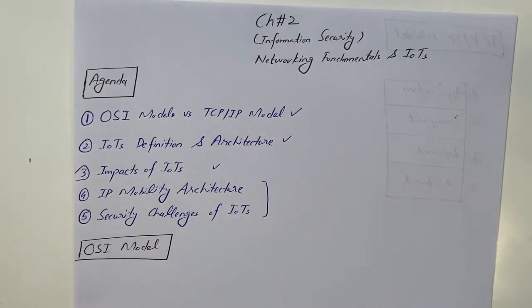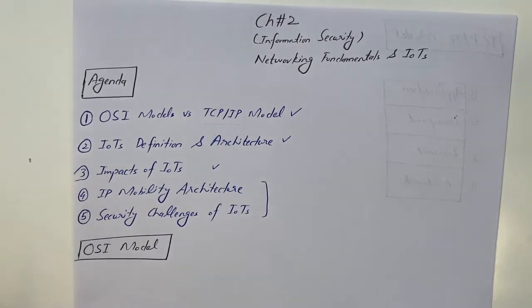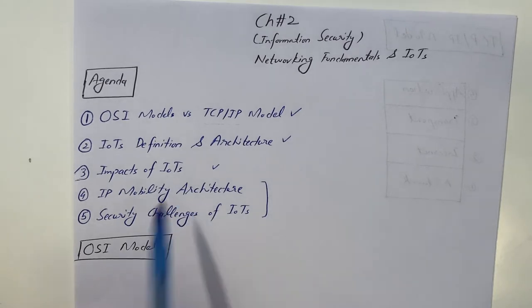chapter two part two. So firstly, we'll start with the OSI model, the Open System Interconnection model. Then we will talk about the TCP/IP model, and we'll discuss what's the difference and when we use the TCP model and when we use the OSI model. Then quickly we'll define IoTs, and we'll quickly discuss the architecture of IoTs, the drivers of IoTs, the evolution of IoTs, and last, we will discuss the impacts of IoTs in different areas or different aspects of life.